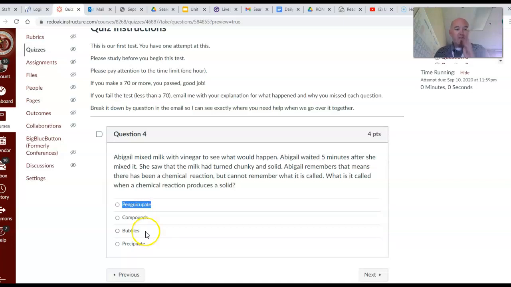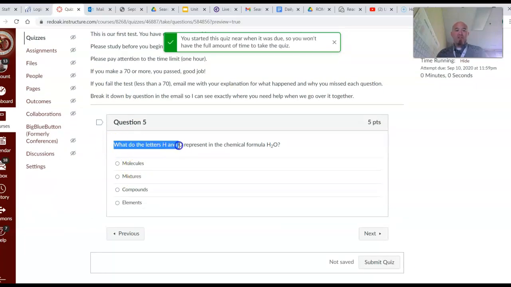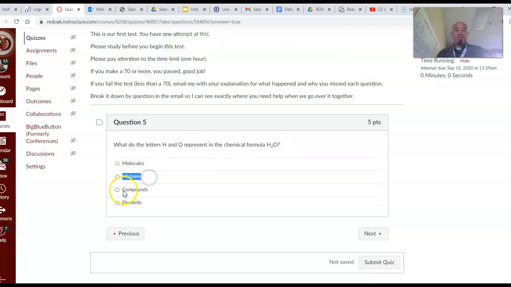We haven't talked about that. Compounds, bubbles, or precipitate? Question 5. What do the letters H and O represent in the chemical formula H2O? Is it molecules, mixtures, compounds, or elements?